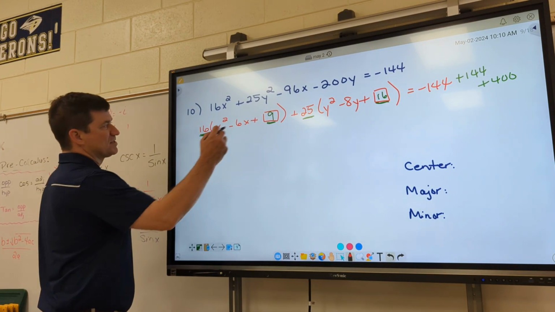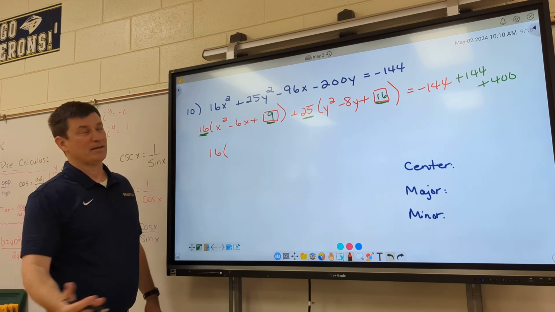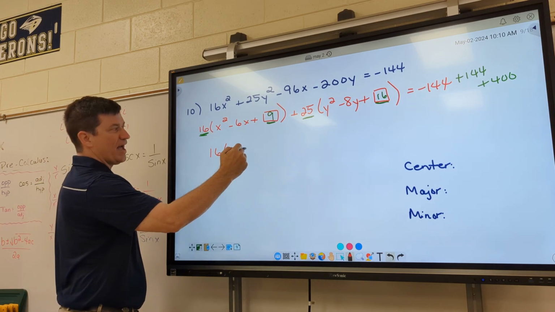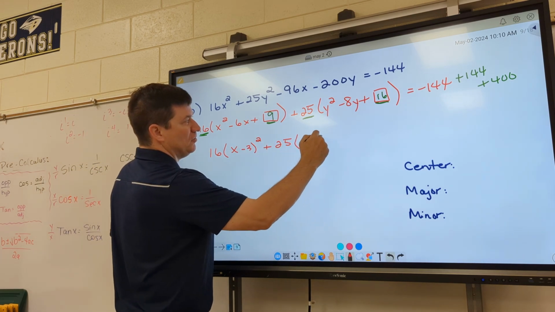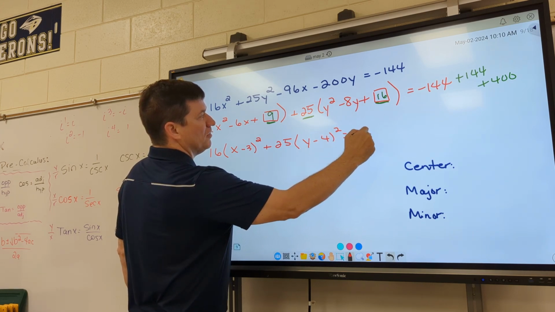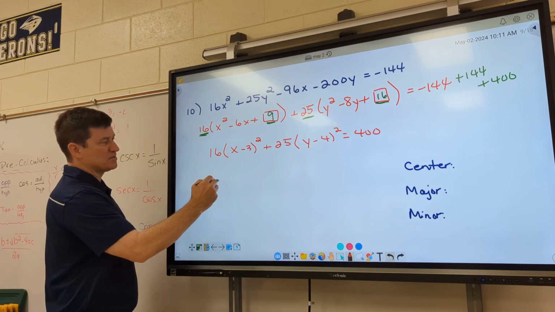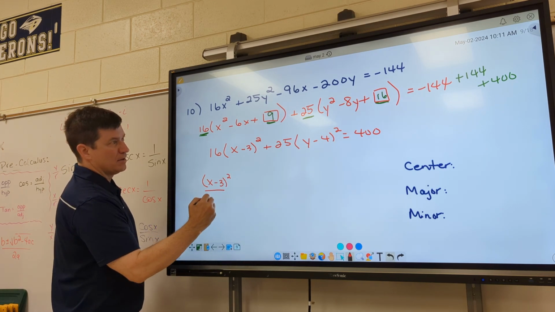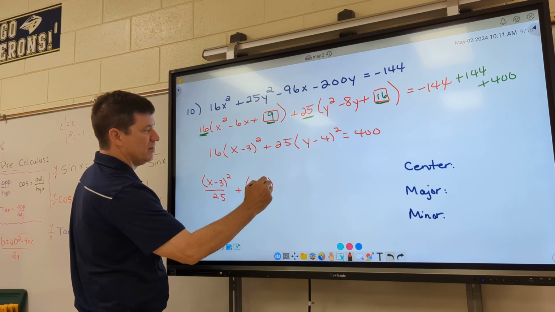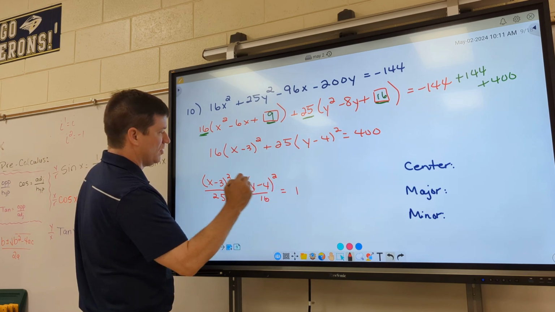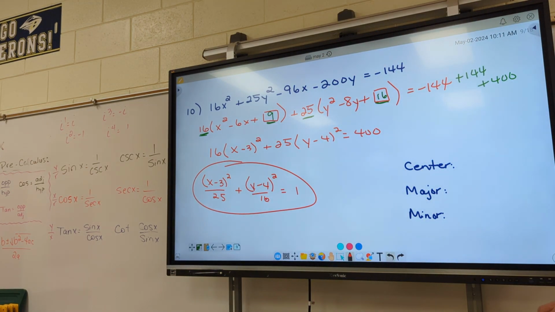All right, Laney, what's going to go inside this parenthesis right here? Try. X minus 3. Take half of it. Thank you, Tina. Y minus 4 squared equals 400. All right, last step, we divide them by 400. So we get x minus 3 squared over 25, y minus 4 squared over 16 equals 1.